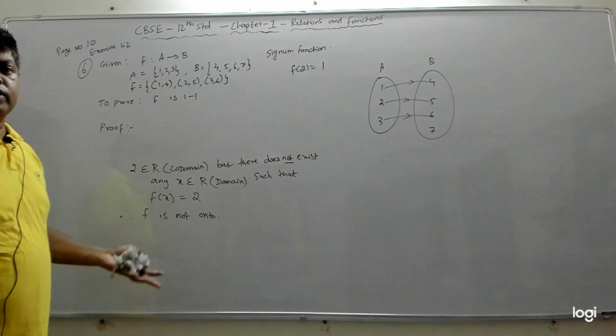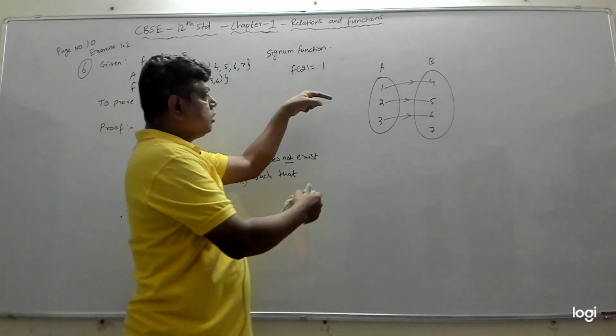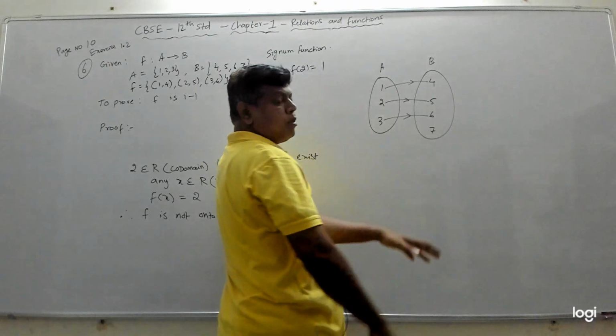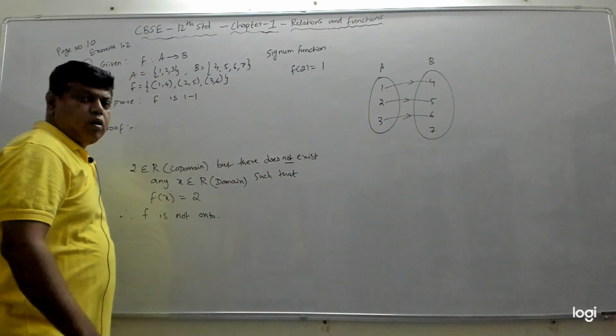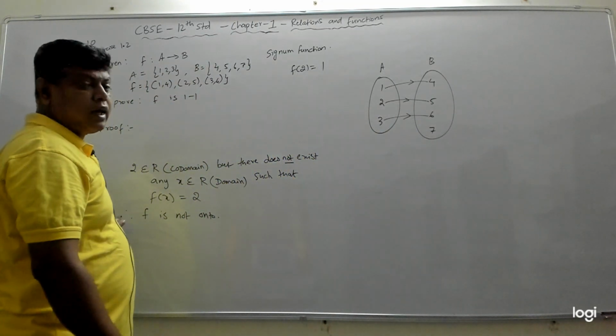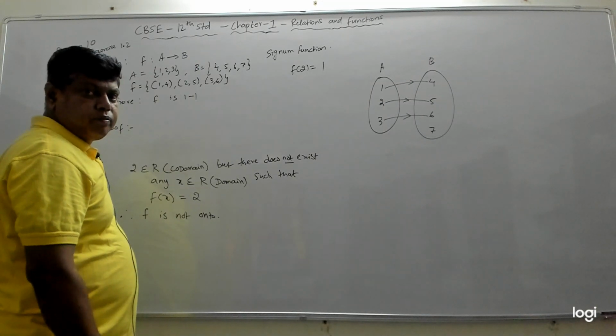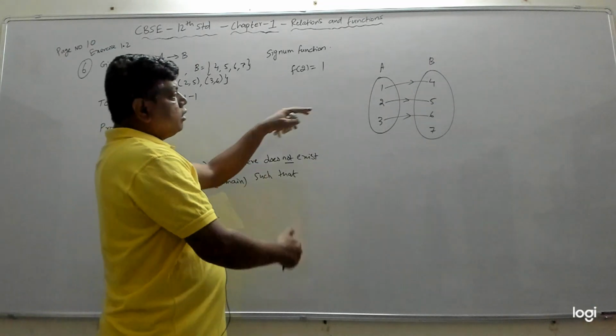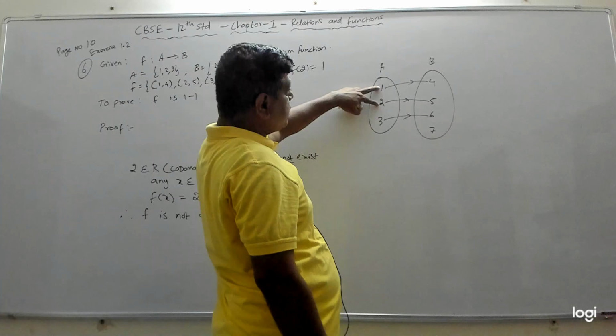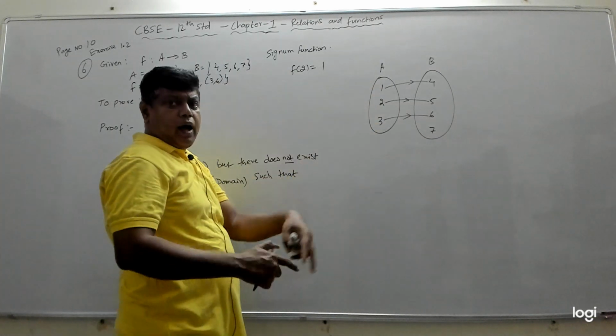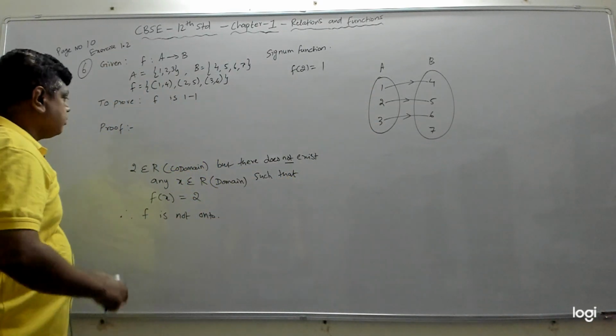Now clearly, it is a 1 to 1 function because no two distinct elements have the same image. Or the distinct elements in A have distinct images, right?